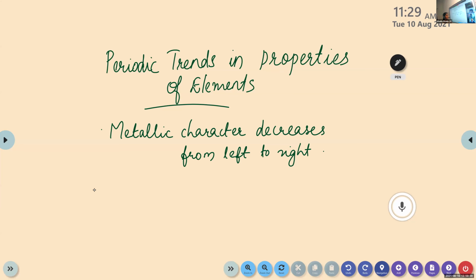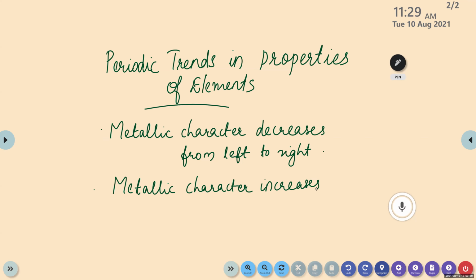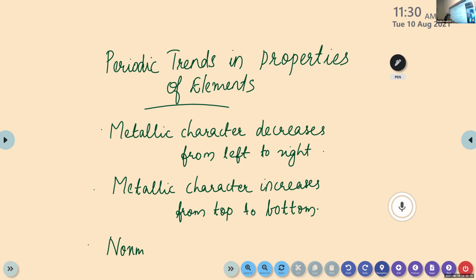Then what happens to metallic character from top to bottom? Increase. Yeah, metallic character increases from top to bottom in a periodic table. Then non-metallic character? Increases from left to right. Yeah, non-metallic character increases from left to right.